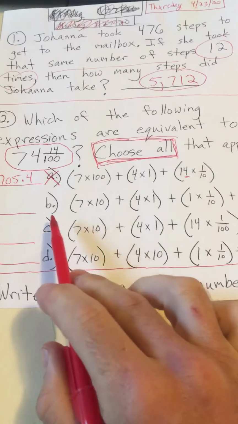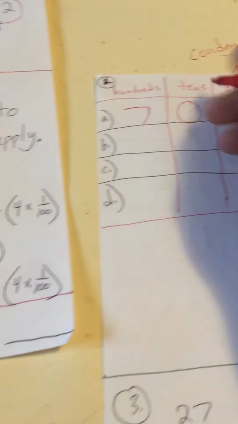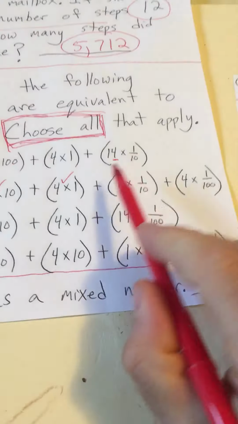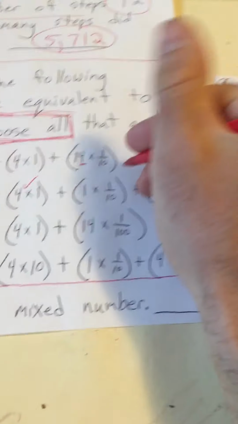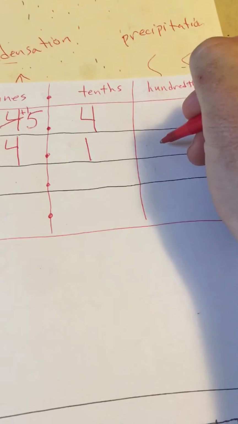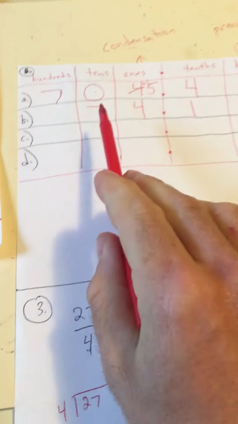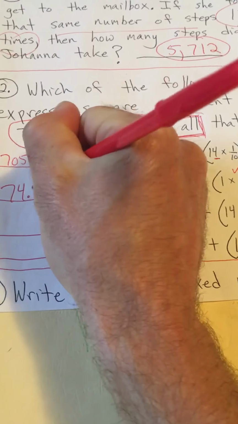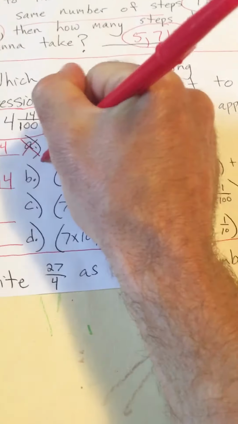Okay? Now part B, 7 times 10. 7 in the tens place. I might check it off each time. 4 times 1, 4 in the ones place. 1 times 1/10, 1 in the tenths place. And now 4 times 100th would be 4 in the hundredths place. And we have 74.14, which is 74 and 14/100ths. So this one is correct.